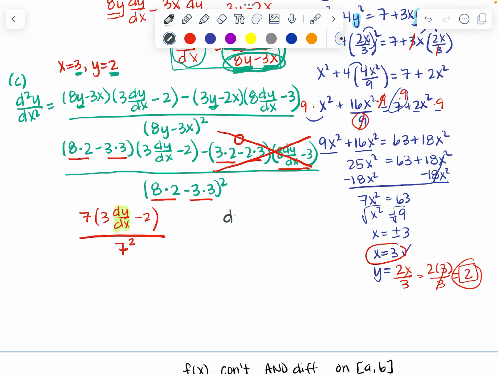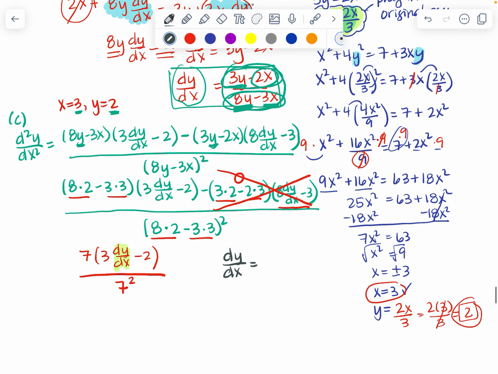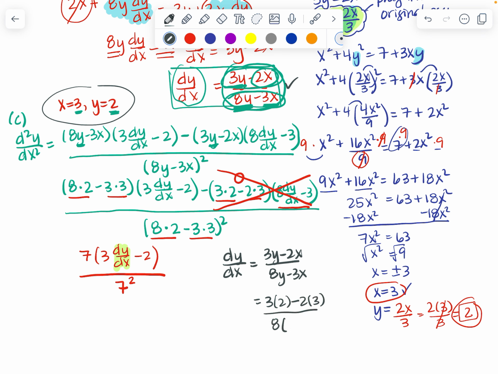So look, the dy dx from either what they gave you above, or if I can even use this, it's the same thing, was 3y minus 2x over 8y minus 3x. Yikes, sorry, let me erase that. 8y minus 3x, right? Okay, but I need to plug stuff in, right? So I need to plug in x equals 3 and y equals 2. So let's plug that in. 3 times 2 minus 2 times 3, all over 8 times y equals 2 minus 3 times x equals 3.